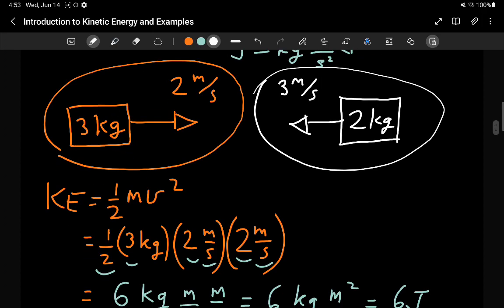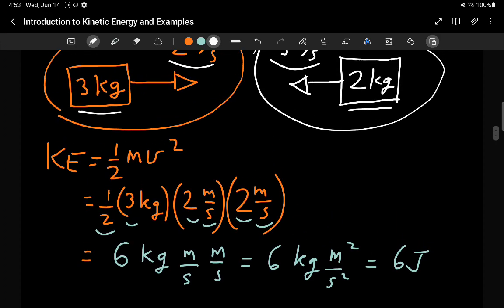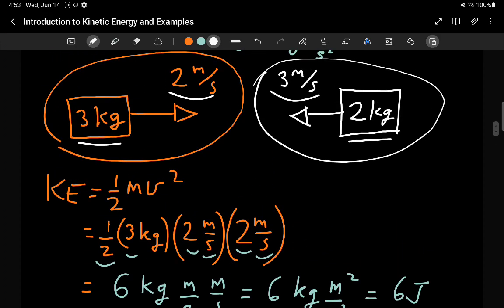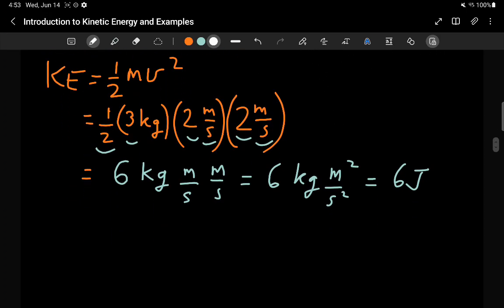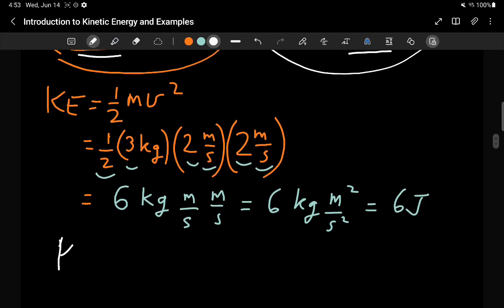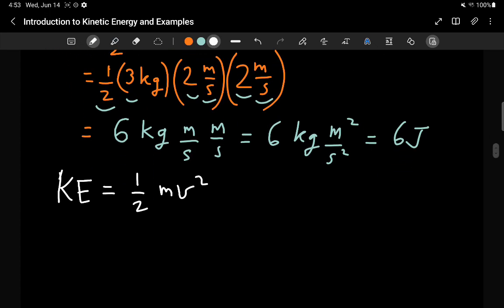So instead of a 3 kilogram object, we have a slightly less massive object, 2 kilograms. And instead of moving at this slow speed, 2 meters per second, we have a slightly faster speed, 3 meters per second. So let's calculate the kinetic energy. A 2 kilogram object moving at 3 meters per second. So the kinetic energy is 1/2 the mass times the speed squared.